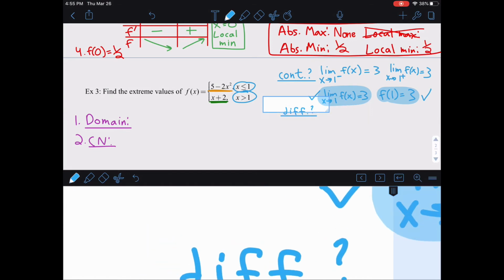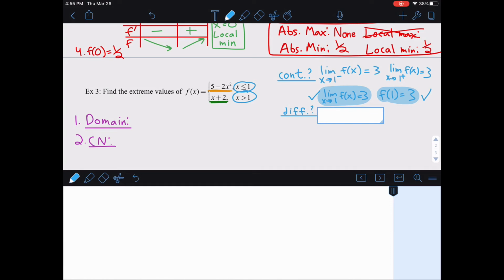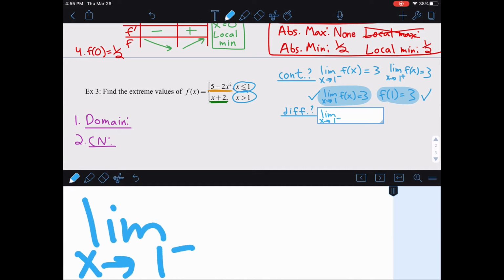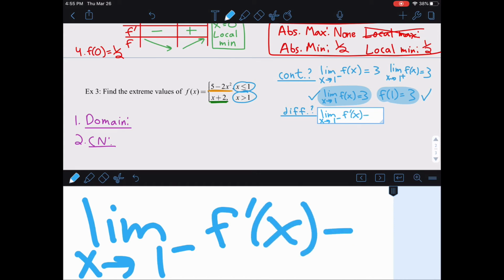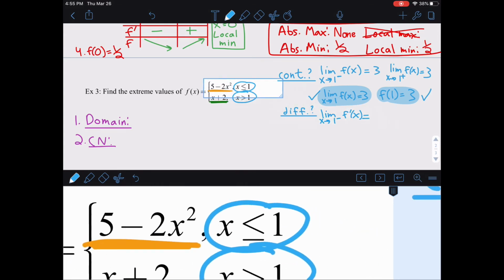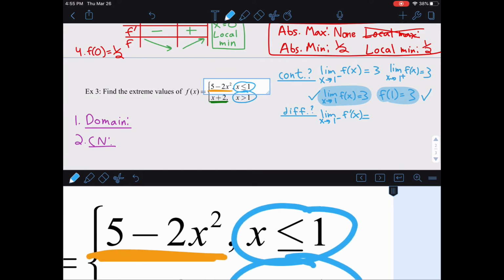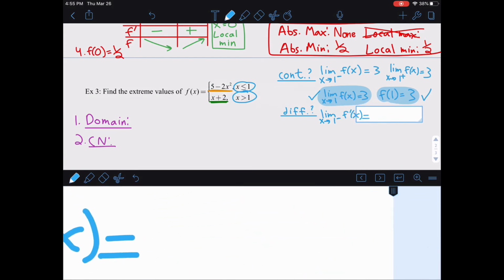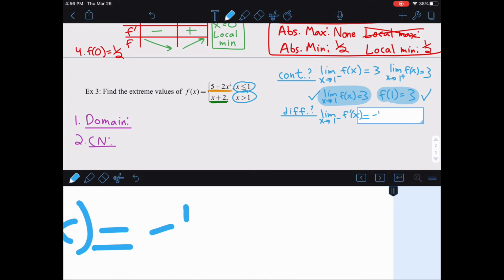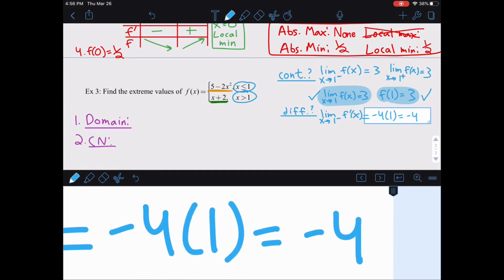Let's check the slope from the left and the right. So now I want to do the limit as x approaches 1 from the left of f prime. So what is the derivative from the left? Well, 5 minus 2x squared. What's the derivative of that? Negative 4x. So negative 4 times 1. And so we get negative 4.